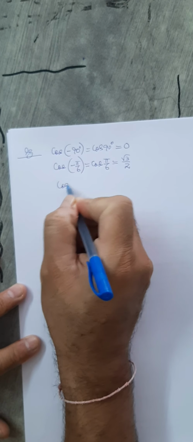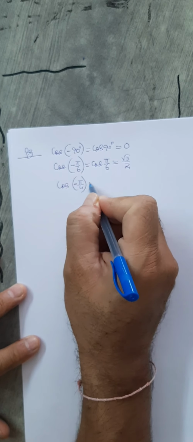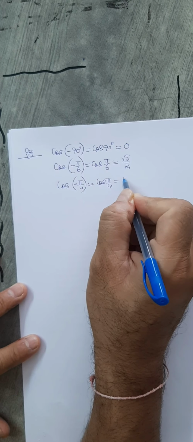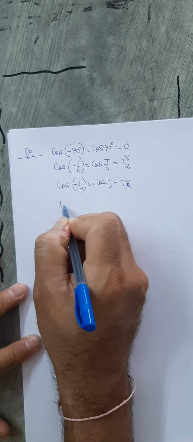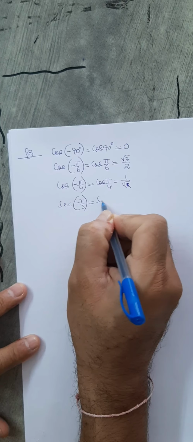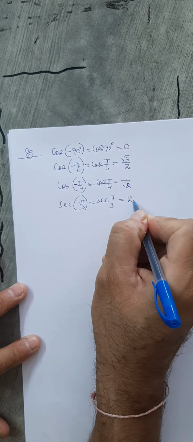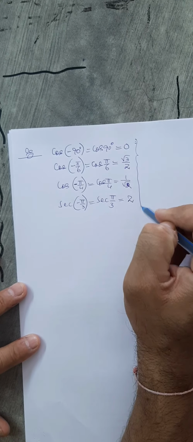If I write cosine minus pi by 4, being an even function, that inner minus has no effect. So this is cosine pi by 4. What is cos pi by 4? Which is nothing but 1 by root 2. If I have, for example, sec minus pi by 3, it is same as sec pi by 3 because it's an even function. What is sec pi by 3? It is 2.